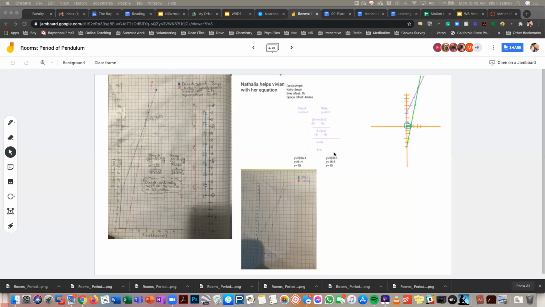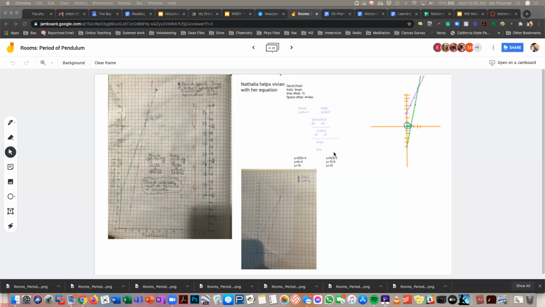So okay, let's see if I can explain this. The first one I got the time offset and the space offset mixed up. So I had a 1 mile space offset when it was supposed to be 4 miles. And I also had a 1 hour time offset. So I had to fix that.